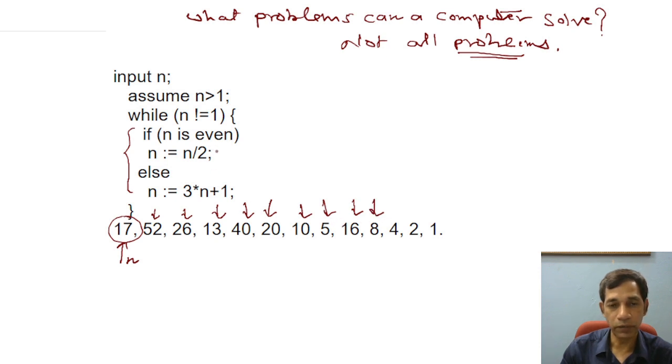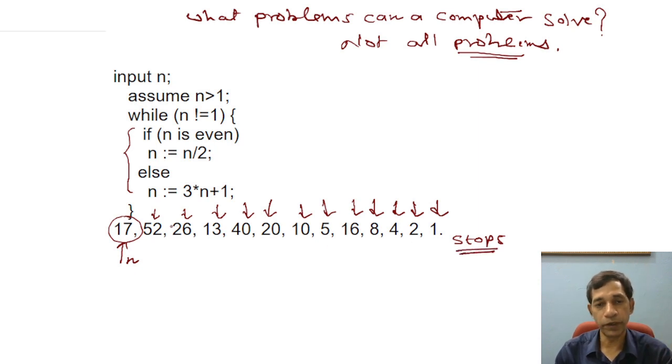Once it is 8, it is not equal to 1, so it goes inside the loop, and you divide by 2 to get 4. Again 4 is even, so you divide by 2 and it becomes 2. Once it is 2, it is also even, so you divide by 2 and it becomes 1. Now n becomes 1, so the condition while n not equal to 1 is no longer true. You do not enter the body, and your algorithm stops.